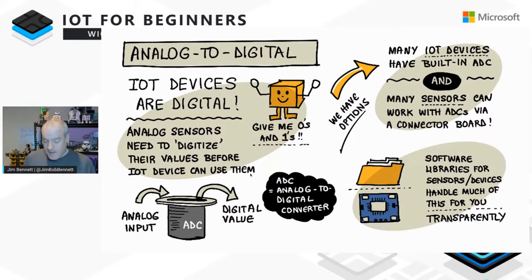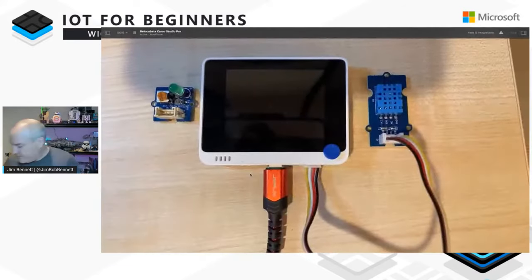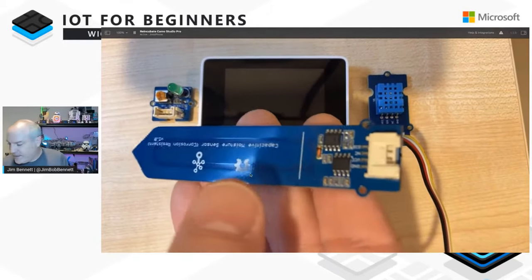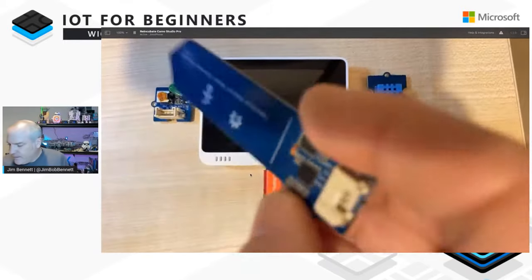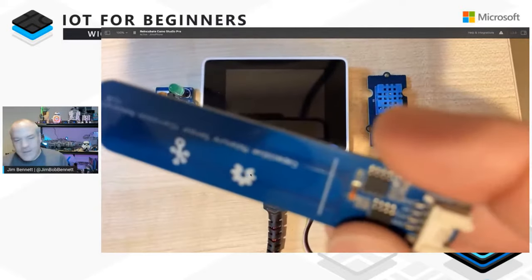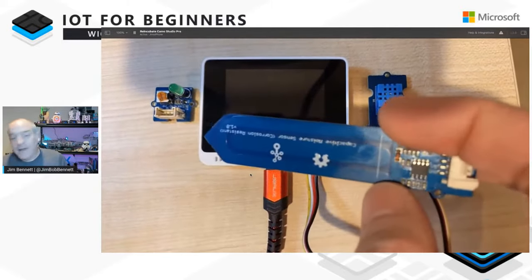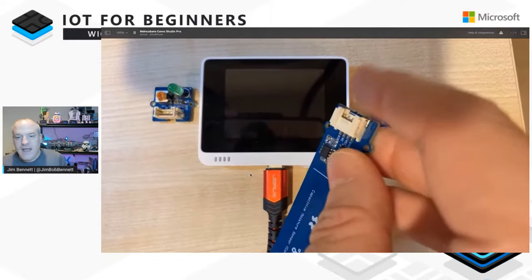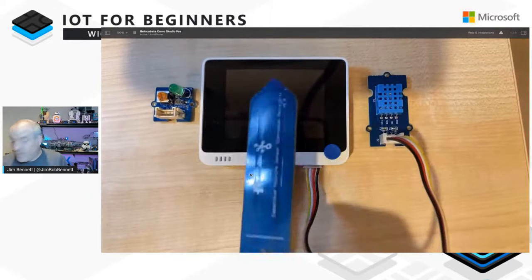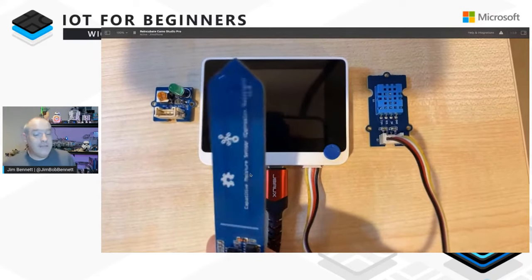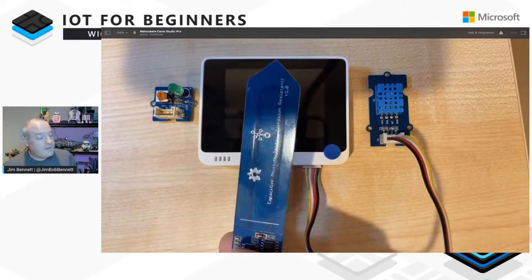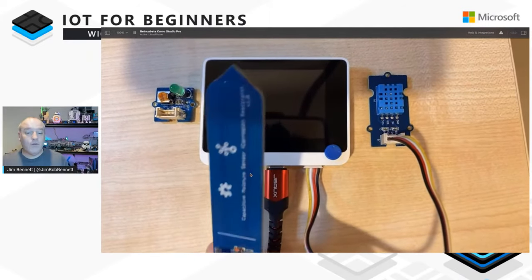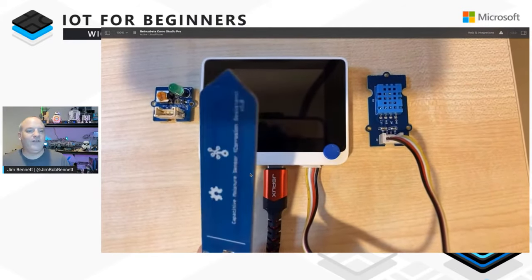Others, it doesn't. So another example would be this one here. This is a capacitive soil moisture sensor. It's a long blue bar with a little pointy bit on the end to go in soil. There's a white line on here for the soil level. Push that into soil, connect a cable to the Grove connector, and this will measure the capacitance of the soil. You can use this to measure moisture levels. This is an analog sensor. You get a value from 0 to 1023, and that tells you how moist the soil is.